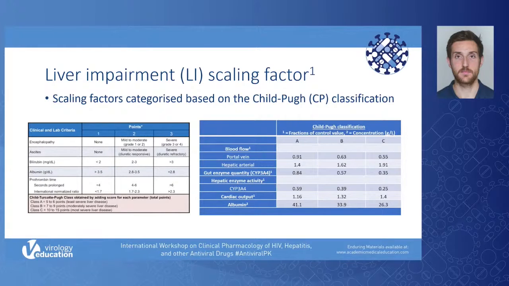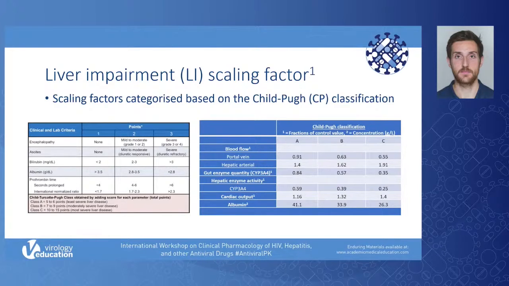C respectively. On the right, the other table summarizes the scaling factors used in the PBPK model for each liver impairment classification. Scaling factors are split into two types, fraction of control value and concentration. The scaling factor using concentration only is used to describe the protein plasma concentration. For the fraction of control value, the parameter is decreased if the scaling factor is between 0 and 1, and the parameter is increased if the scaling factor is over 1. Here, the 6 parameters affected in liver impairment are the portal vein and hepatic artery blood flows, the gut enzyme quantity, the hepatic enzyme activity, the cardiac output, and the albumin concentration level. For a healthy volunteer, all the scaling factors are equal to 1.